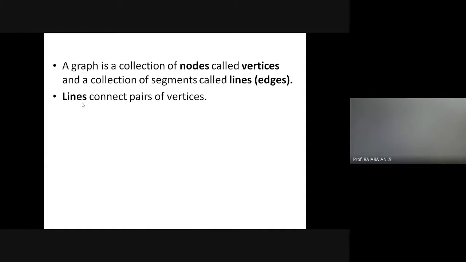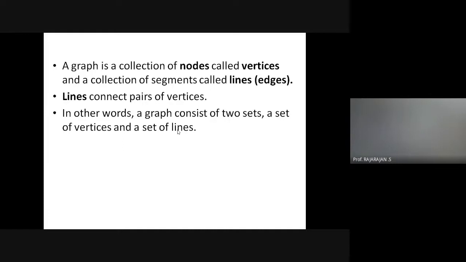The lines are the ones that interconnect pairs of vertices. So between any two vertices, there will be an edge connecting them. In other words, a graph consists of two sets, a set of vertices and a set of lines. They are just beating around the bush, saying the same thing. Basically, a graph is made of a number of vertices, which are the nodes that contain values, and the interconnections, which are edges.